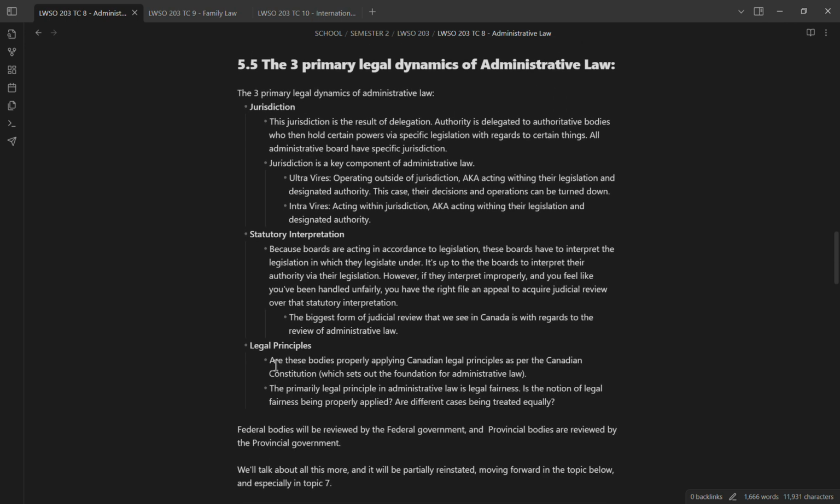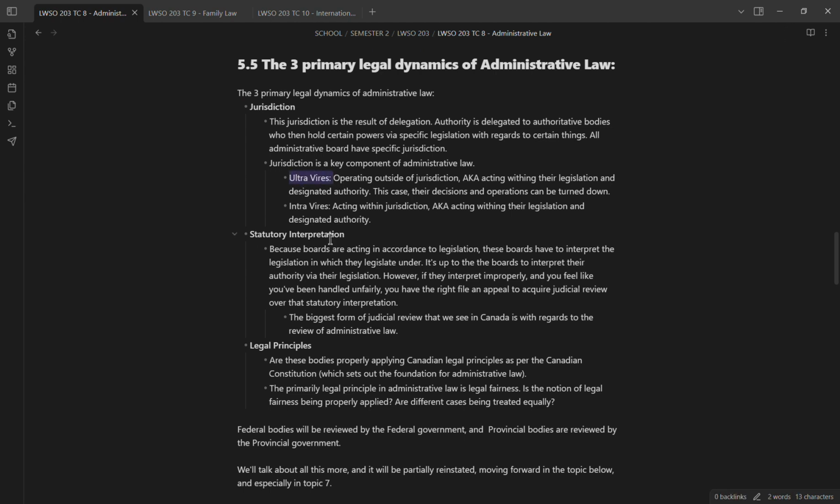Jurisdiction. Jurisdiction in administrative law is the result of delegation. Authority is delegated to authoritative bodies who then hold certain powers via specified legislation with regards to all kinds of things. So all administrative boards, who obviously have to follow administrative law, have specific jurisdiction. Jurisdiction is a key part of administrative law.